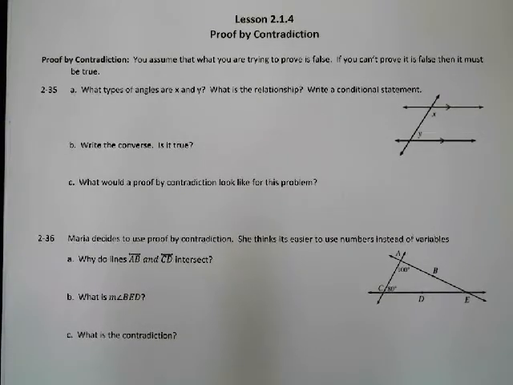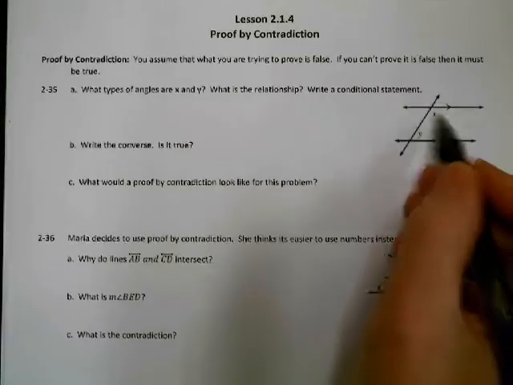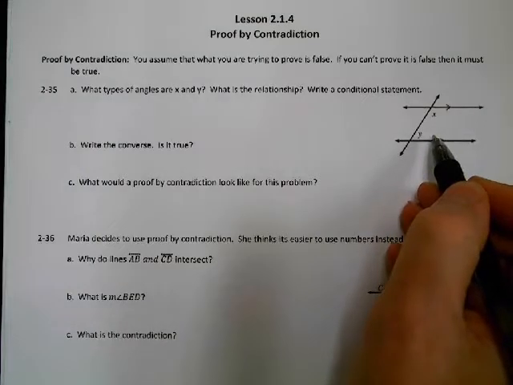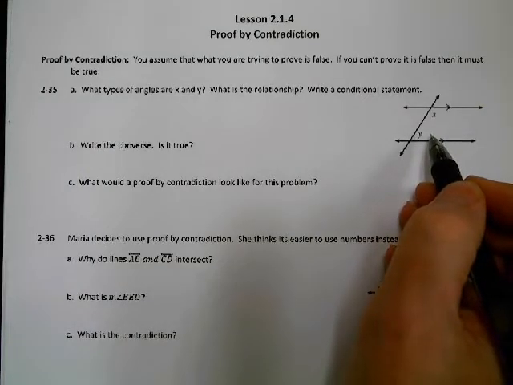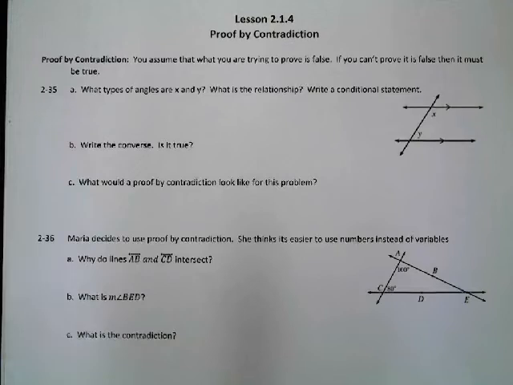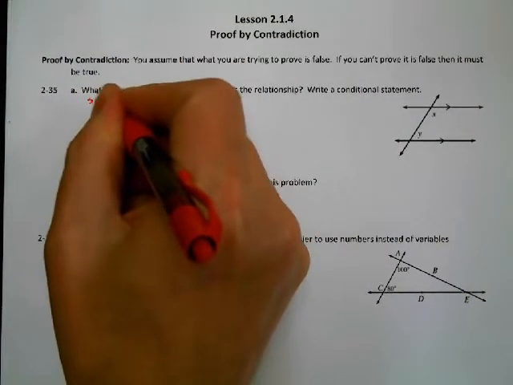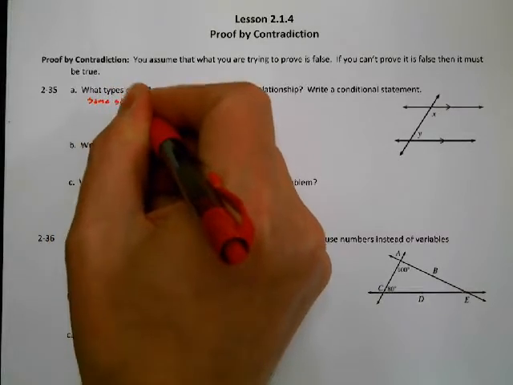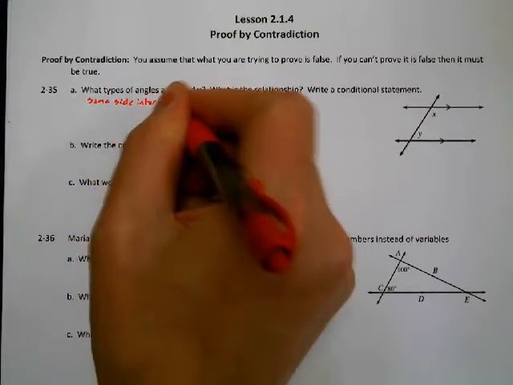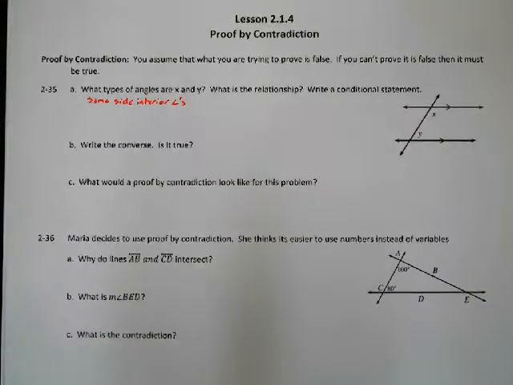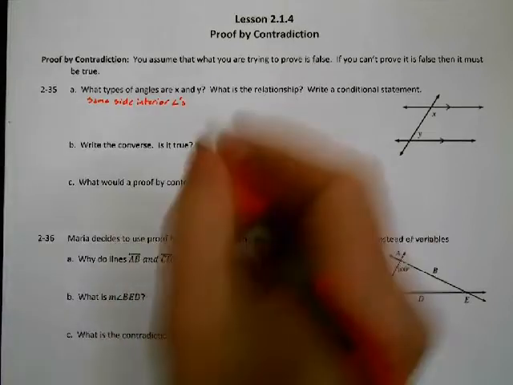All right, so let's start looking at this problem here, and hopefully this will explain what we're doing. Right here, I've got two parallel lines with a transversal, and X and Y, we have named these types of angles. These are same side interior angles. And even from the last lesson on converses, we were saying that the relationship between same side interior angles is that they are supplementary.